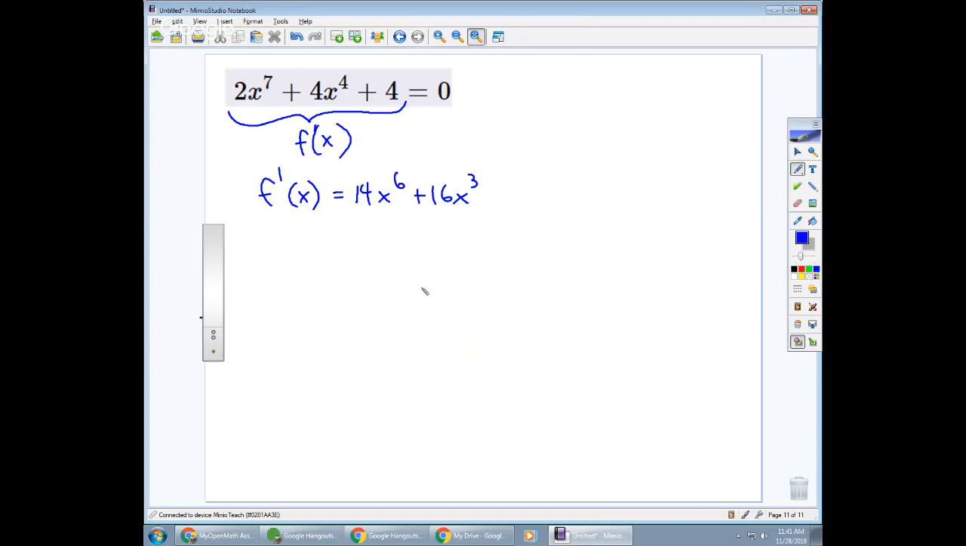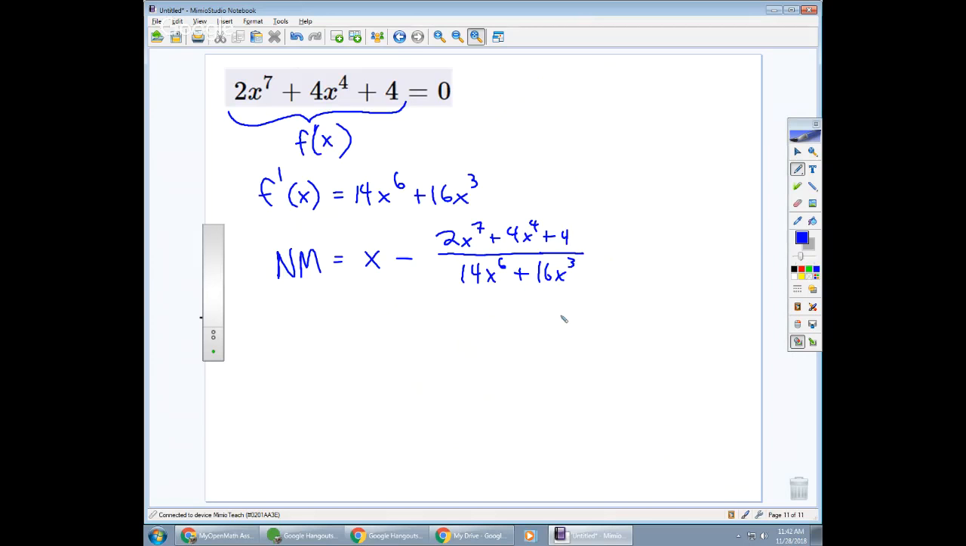Okay. And then Newton's method, I'm going to ignore the subscripts for a minute. Newton's method, let's call it NM, says pick an x value, subtract from it the function over the derivative. So 2x to the 7th plus 4x to the 4th plus 4, divided by 14x to the 6th plus 16x cubed. Now, this is a sufficiently complicated function that this probably isn't going to simplify much. So you could try, but don't bother. This is good enough right there. Okay, so this is what Newton's method tells me.